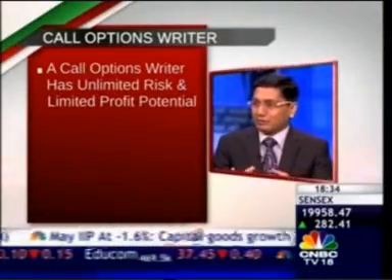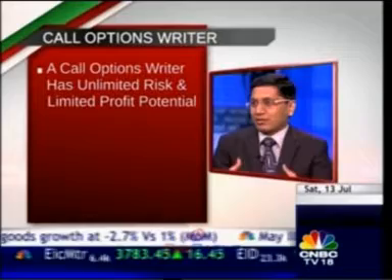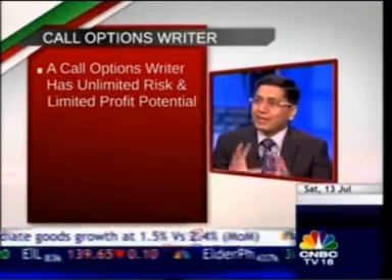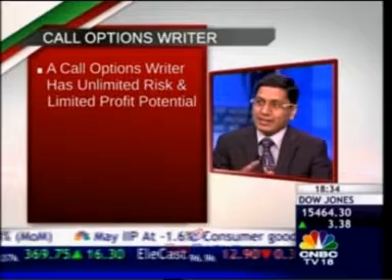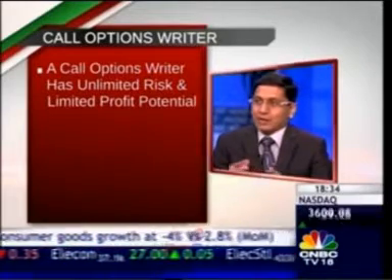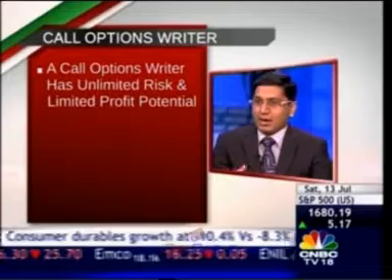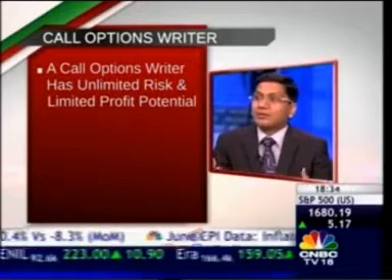The call writer or the seller, what we call, he will get only the premium. That's his maximum profit. In the example we spoke about, the 900 call option, that 15 rupees the buyer was paying, the seller will get that 15 rupees, and that's his maximum profit. And he has unlimited risk, because Reliance can go to 950, 900, 1000. Nothing can stop it from whatever it has to do, and it can go anywhere up. So unlimited risk potential.